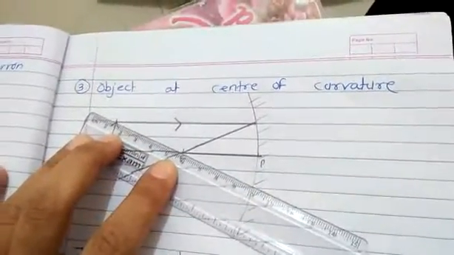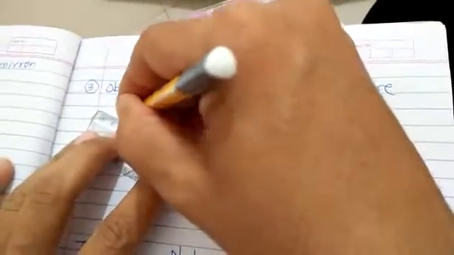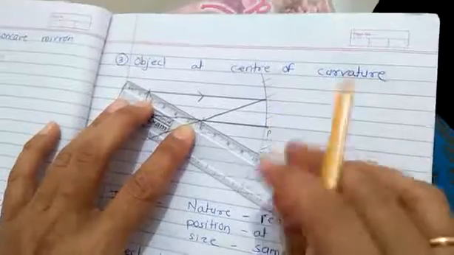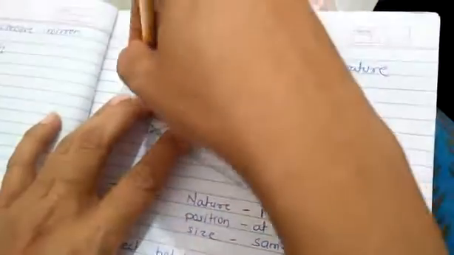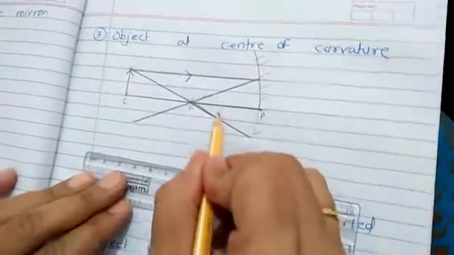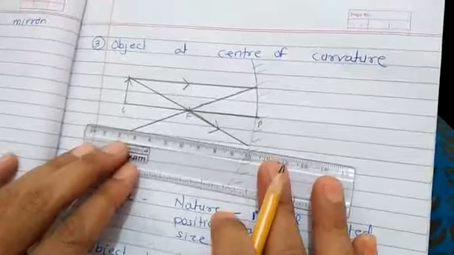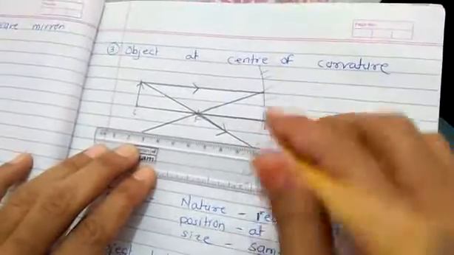Now the second ray changes every time. What is the second ray? How will it go? It passes through the focus. If it passes through the focus, we have to take the same distance of two lines. Here we have two lines, so take two lines only, and the second ray passes through the focus. And what is the rule? If the incident ray passes through the focus, then the reflected ray is parallel to the principal axis.